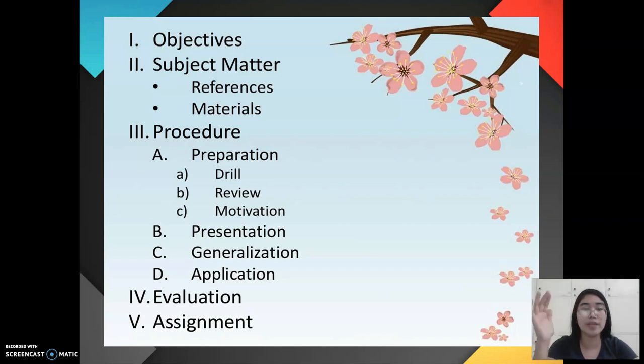When we say cognitive domain, it refers to our thinking ability, the ability to think of our students, the intellectual capacity. Next, we have the psychomotor domain, their ability to manipulate objects, the physical skills. And lastly, the affective domain, the touch. We need to touch the hearts of our students, the spiritual values they have.